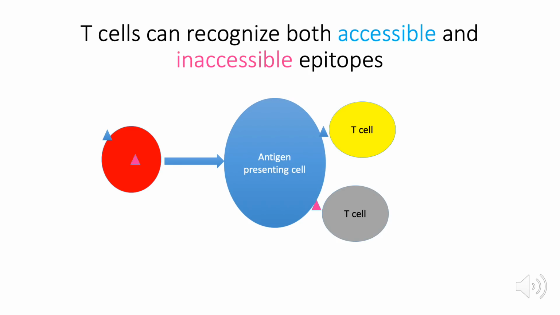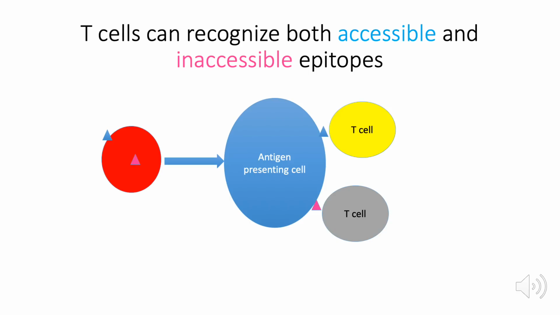T cells, on the other hand, can recognize both accessible and inaccessible epitopes. Why? T cells do not have surface immunoglobulins. So how can they recognize both accessible and even the inaccessible epitope? So please take a look at the red-colored circle. It has blue-colored accessible epitope and pink-colored inaccessible epitope.